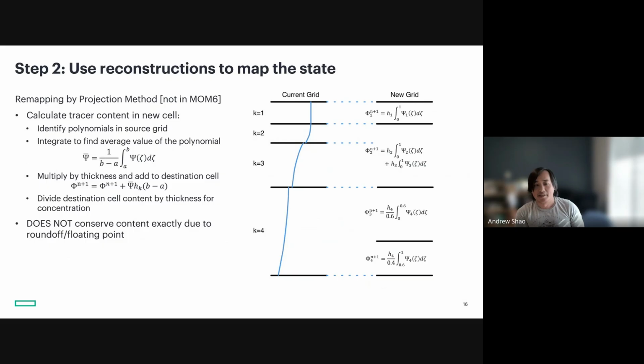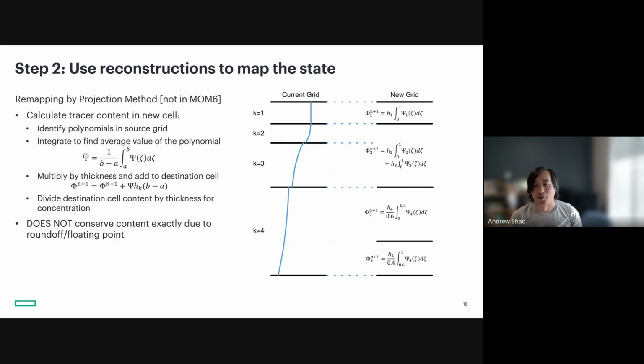When you do this in k=2 and 3, on the right-hand side we've got this nice big thick layer that actually encompasses two of the original layers. So what do you do there? Again, multiply by the thickness of the original layer, multiply it by the integral of the polynomial reconstruction, and then you just sum those two things up. And so now you have the tracer content on the new grid.